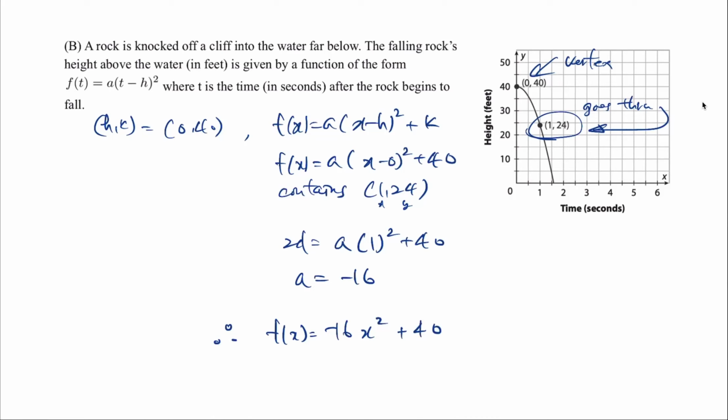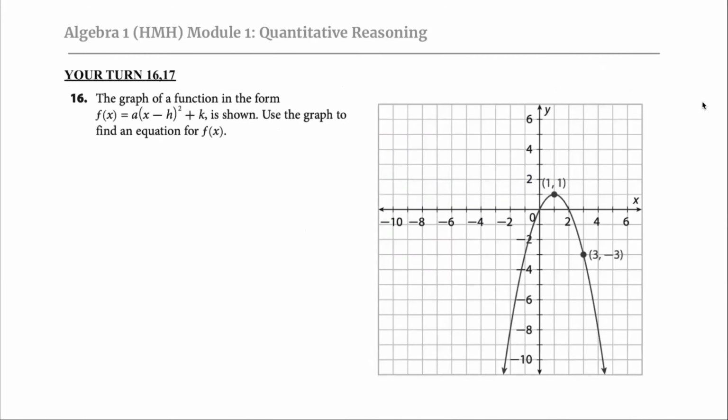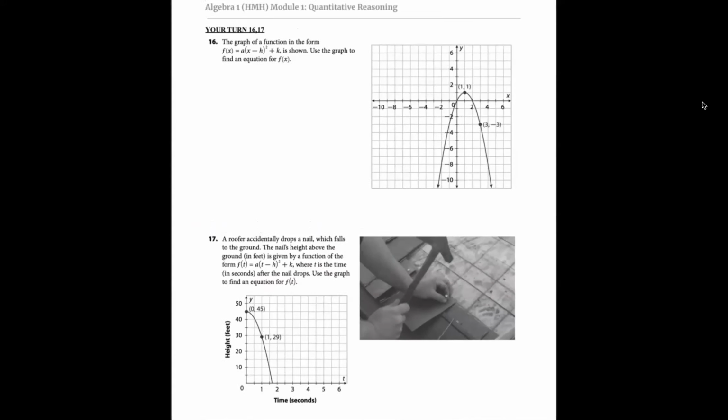Now, if you wanted to, you can write this as negative 16 times (x minus 0) squared plus 40. I'm okay with either one. Okay. All right, guys. That sort of concludes the lesson itself. But do me a huge favor. This is your turn. Okay. When you're done, why don't you start working on the practice problems? Okay, pause the video for a couple of minutes.